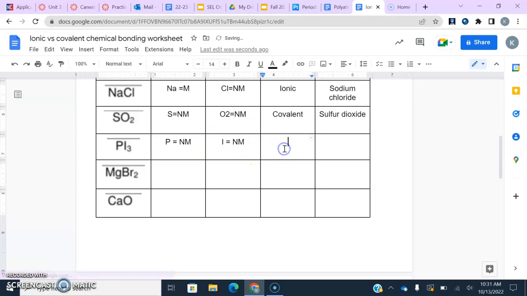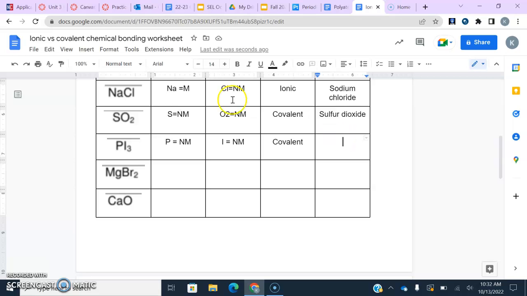Now, because these are both nonmetals, I know this bond is going to be covalent. That's how we identify it, because a covalent bond is a sharing of electrons between 2 nonmetals. Ionic, transfer of electrons between a metal and a nonmetal. Covalent, sharing of electrons between 2 nonmetals. So since my 2 elements are both nonmetals, I know this is a covalent bond. The naming rules are different for covalent bonds.